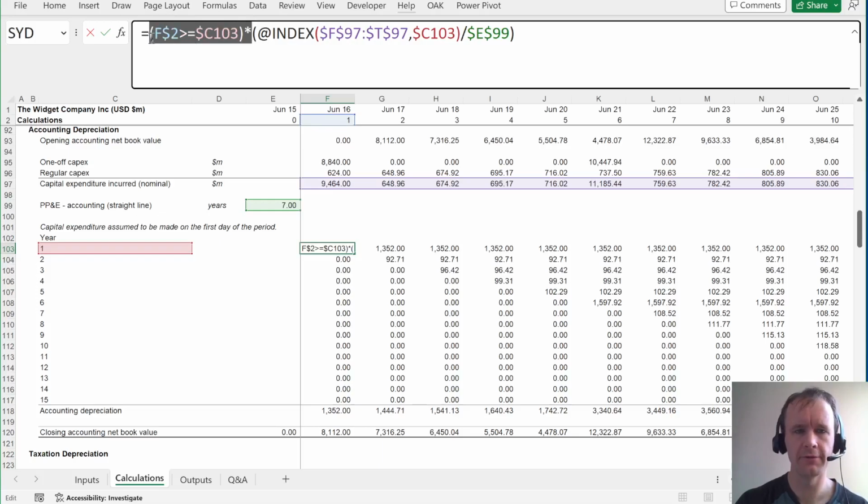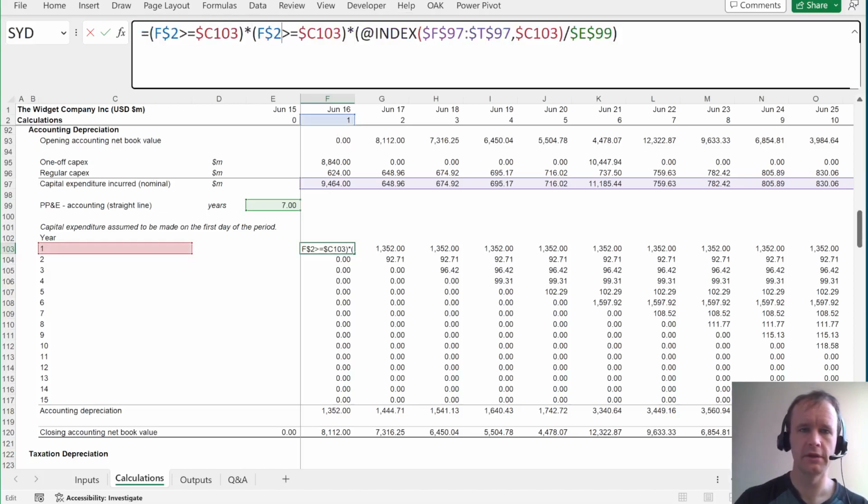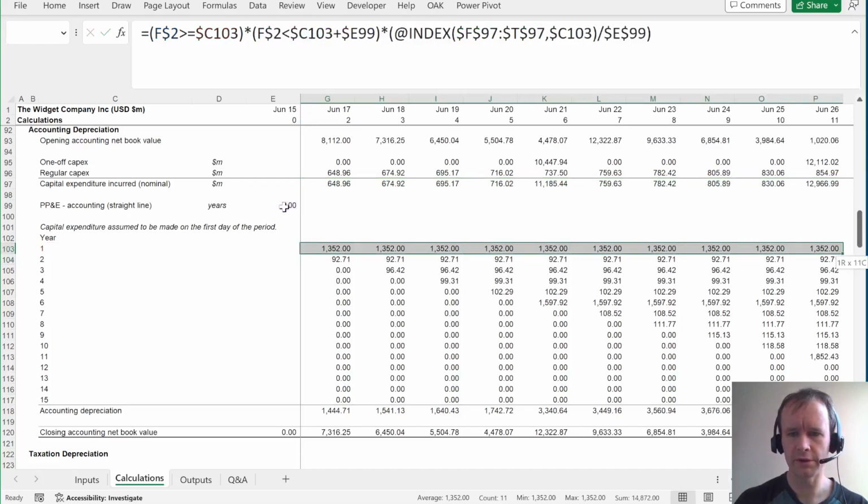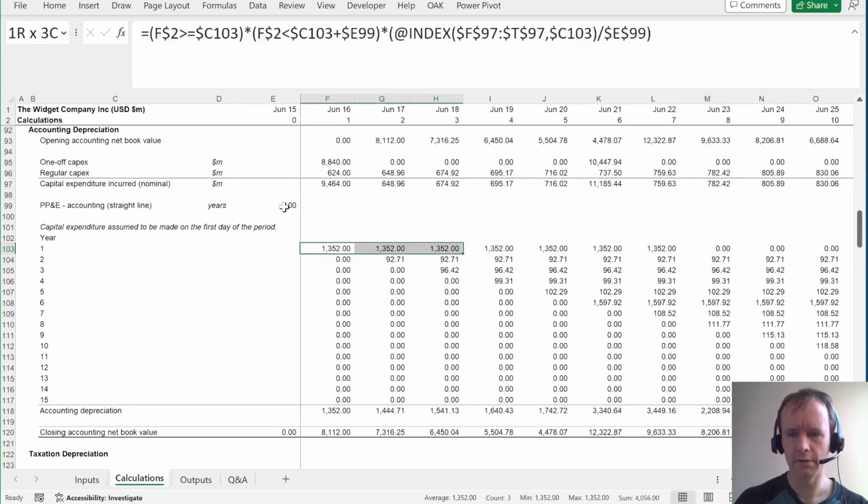So if the year you're in is greater than or equal to the year you bought it, then you have started depreciating. We just need to add a second flag for stop depreciating, which is if you are, I think, less than that plus useful life. I may be off by 1. Let's quickly check. So now we get 7 years of depreciation. That's good. It totals 9464, which matches that.